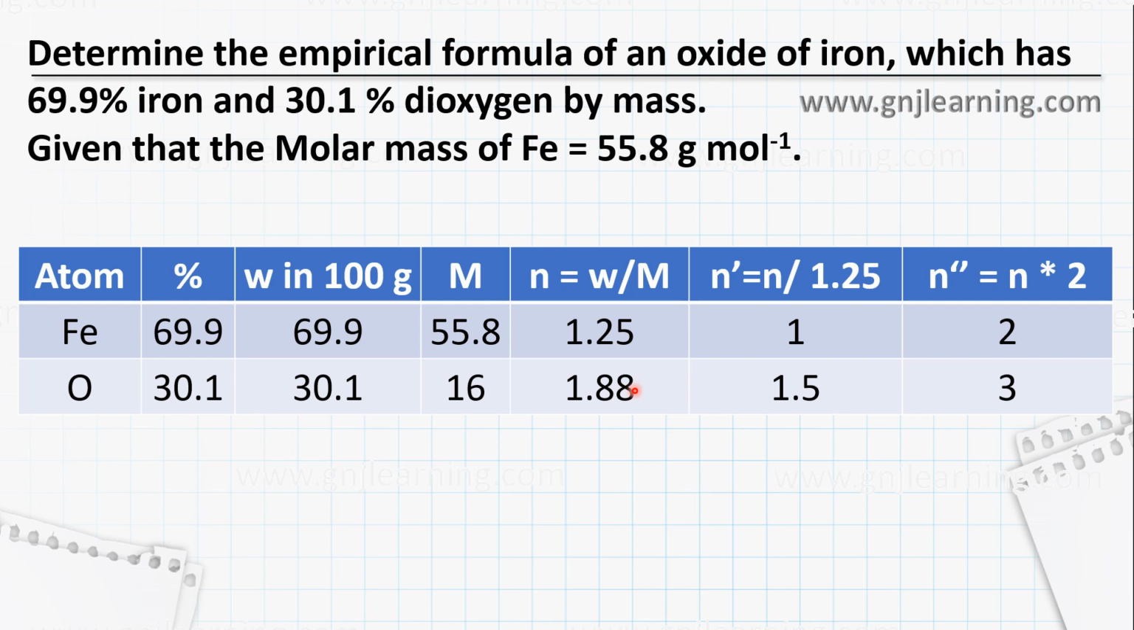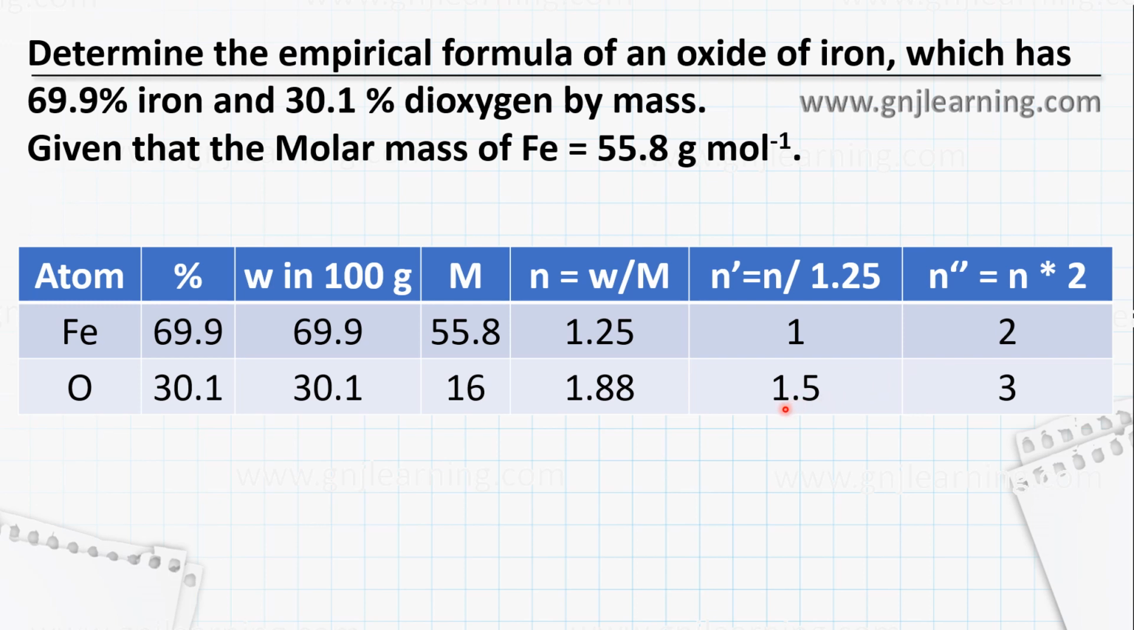For that, I will choose the lowest number. Which is the lowest number? 1.25 is the lowest number. Using this lowest number, I divide both the values. When I divide by 1.25, it will become 1. When I divide 1.88 by it, again there is a fraction. So that means I should do something else to make it into a whole number.